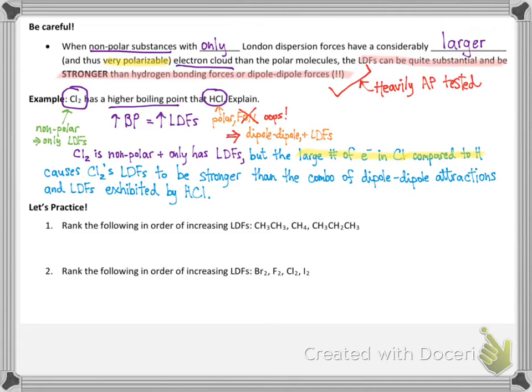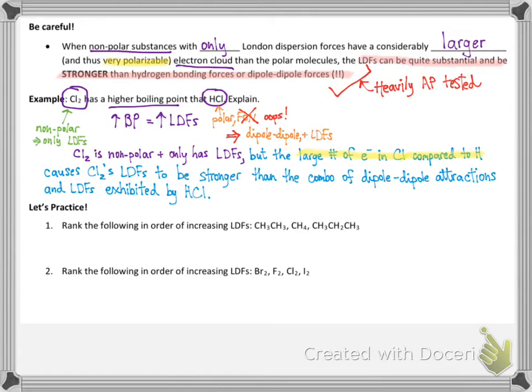Okay, so here it's written down a little more neatly. I have highlighted the most essential thing that has to be noted, and it's that the reason Cl2 has such strong LDFs is because it has a large number of electrons compared to, well, compared to HCl overall.